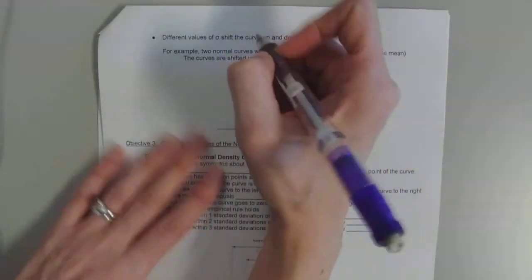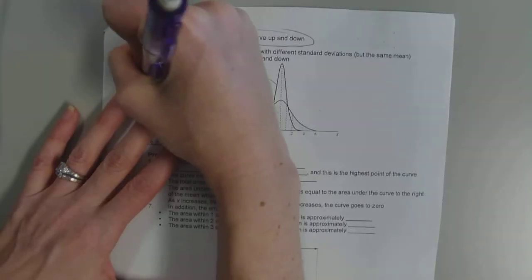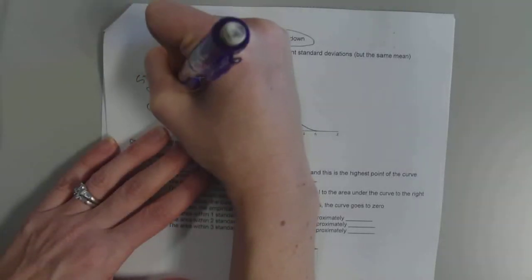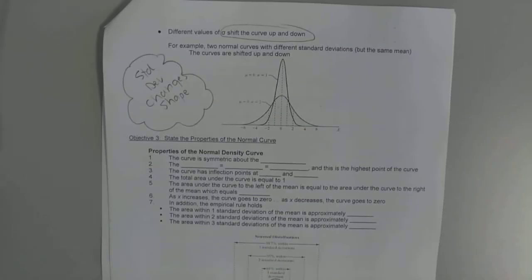Different values of sigma shift the curve up and down. So standard deviation changes shape. Standard deviation changes the shape. Are you a big, fat, squatty curve? Or are you a tall, skinny curve? And hopefully we can make sense of that.